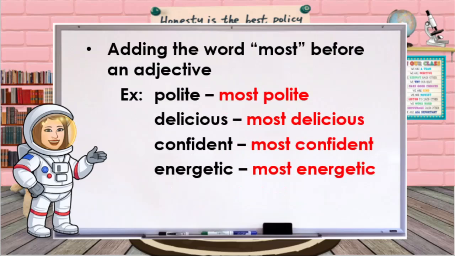The last rule is by adding the word "most" before an adjective. We have here polite, most polite; delicious, most delicious; confident, most confident; energetic, most energetic.